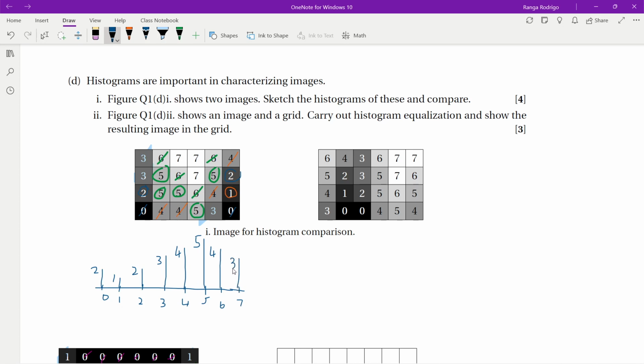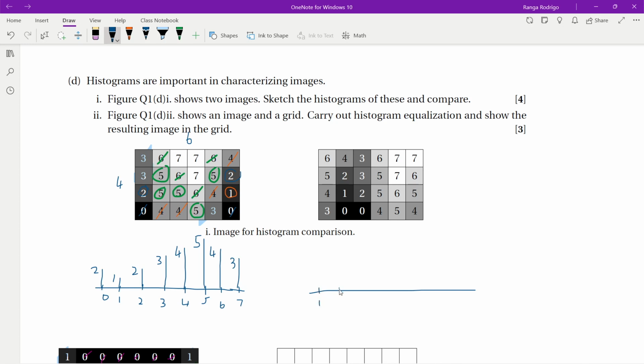So if you add these numbers up, we must get the number of pixels in the image. That means 4 times 6, 24. Let's add 2 plus 1 plus 2, 5, 8, 12, 17, 21 plus 3 is 24. That's correct. So let's do the next histogram for the other image.